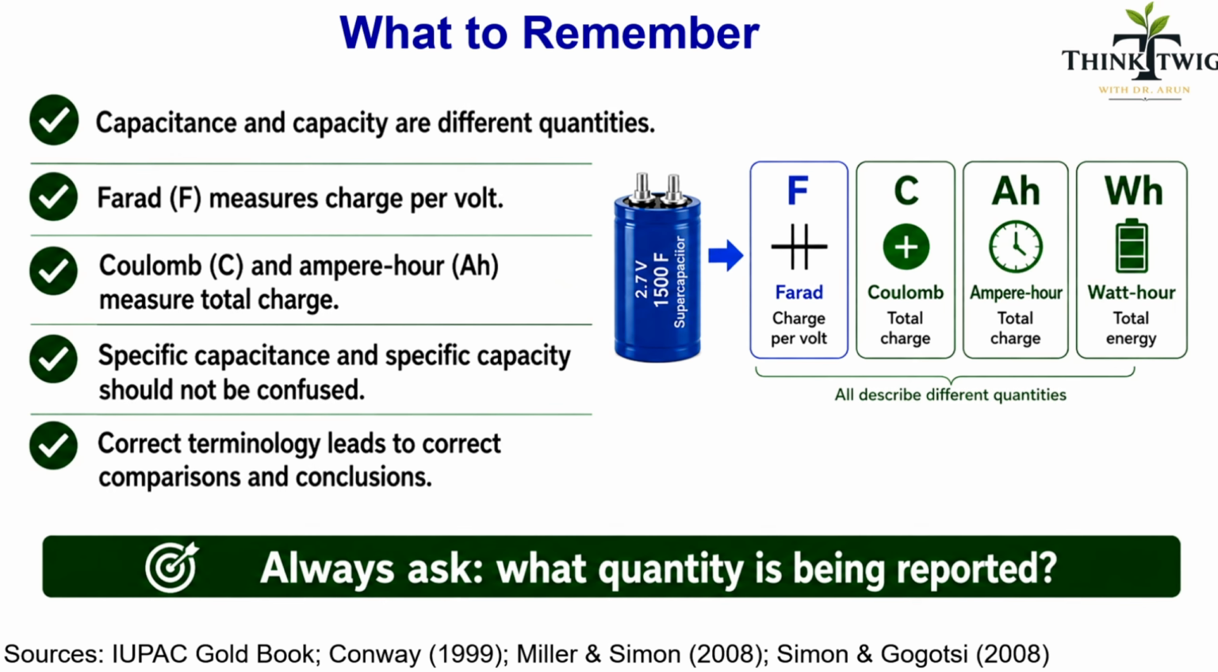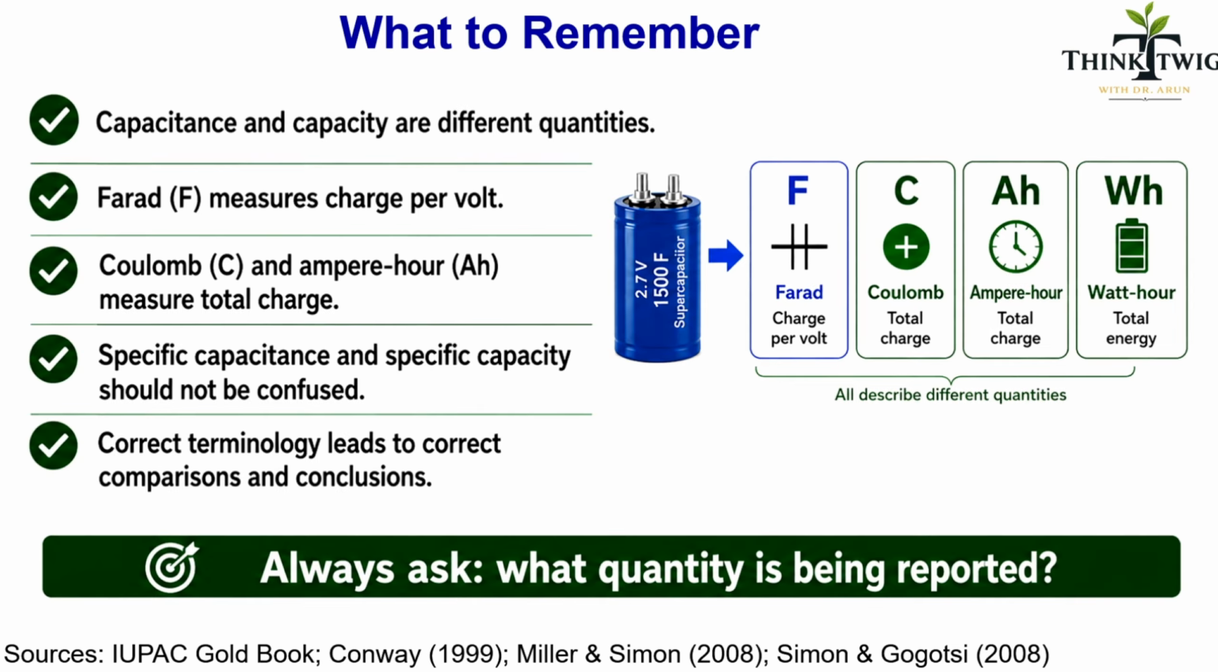The same device can also be described in several correct ways. Farad tells us the capacitance, coulomb and ampere-hour tell us the charge, watt hours tell us the energy. So the most useful habit while reading any electrochemical result is to always check what quantity is being reported. Then check the unit, check the voltage range, check the mass used in the calculation, and check whether the value belongs to a material, an electrode, or a complete device. Because in electrochemistry, a large number is not enough. The number has to represent the right quantity, and that is the main message of this video.